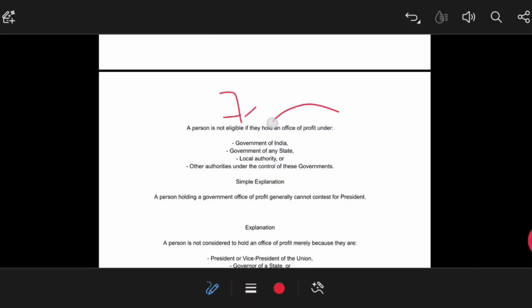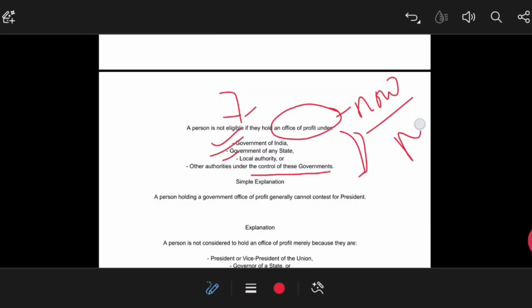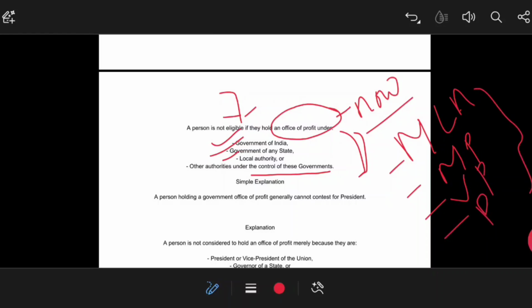Okay, clause 2 says that a person is not eligible to contest the election for the president of India if he holds any office of profit, but there are certain exceptions as well. Now what is an office of profit? Office of profit is not defined anywhere in the constitution. Like if you are working under the government of India, the government of any state, a local authority or an authority under the control of the government, then these are considered as office of profit. But if you are MP, MLA, vice president, president, these posts are not considered as an office of profit.